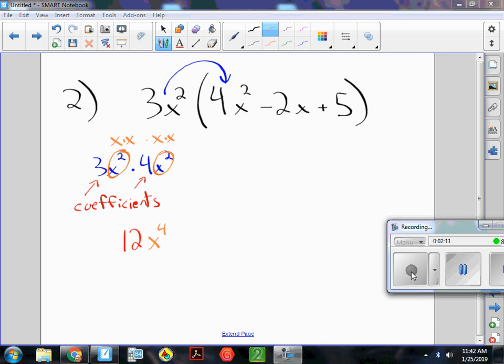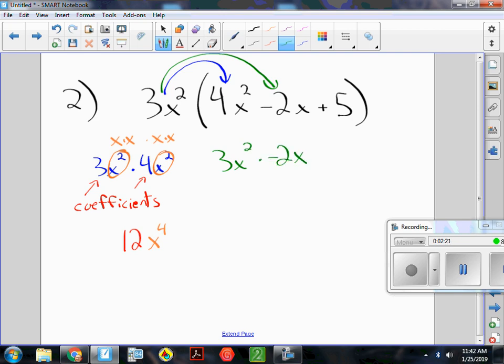So I had 3x squared times 4x squared is 12x to the 4th. I'm going to do 3x squared times the middle term. So 3x squared times negative 2x. Again, I take my coefficients. 3 times negative 2 is negative 6. And my x's, x squared times x, this is really an x to the power of 1. So x to the 3rd power. So I have a 12x to the 4th minus 6x to the 3rd.